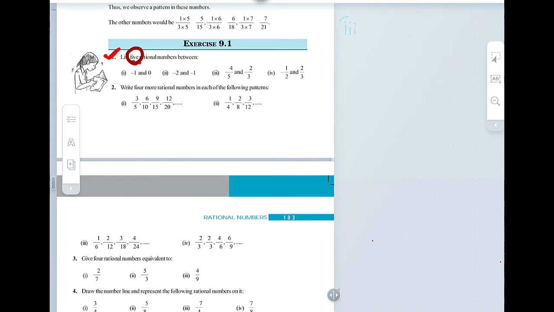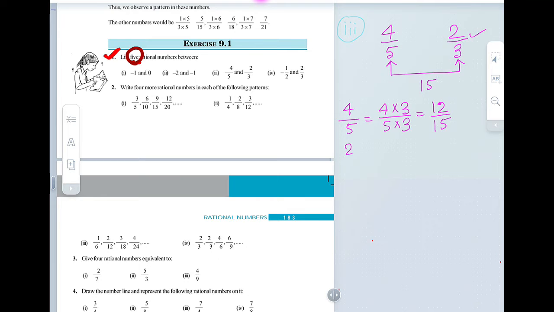In question number 3, it is written 4 by 5 and 2 by 3. Now here you don't have to do anything. The first step is to find the LCM of these two denominators, that is 15. Now very easy, 4 by 5 will be converted to such an equivalent fraction so that we will get 15 as the denominator always.